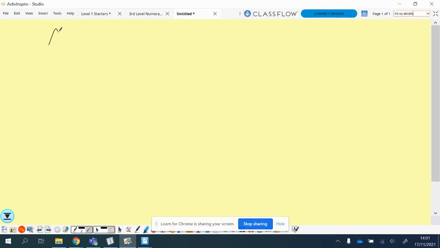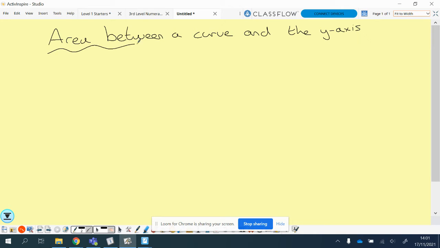Okay, so today we're going to be looking at working out the area between a curve and the y-axis. Okay, so last year at Higher, all your area underneath curve questions would have been related to the x-axis, finding the area between a curve and the x-axis, whereas we're going to look at how we do it for finding the area between a curve and the y-axis. It's basically the same process.